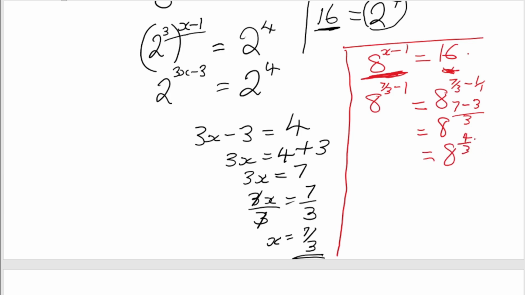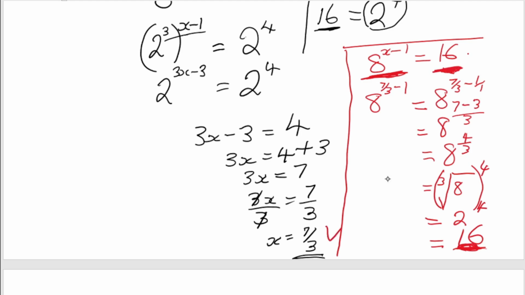But what does this mean in indices? We are saying the cube root of 8, then raised to the power 4. So what is the cube root of 8? It is 2, which is raised to the power 4. And when 2 is raised to the power 4, the answer is 16. So you can see that we have come up with the same answer, and so this is our value.